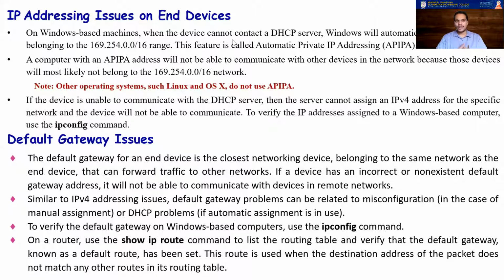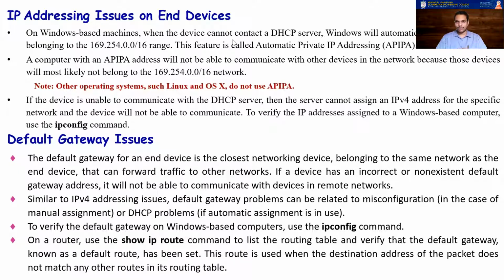And there is something called APIPA. We have studied this, automatic private IP addressing. If your Windows machine is not configured with an IP address, or if it is unable to contact a DHCP server, it will choose one from this particular given address range, and it is called APIPA, but it will not be able to connect to other machines. So in that case, you just type in ipconfig in your command prompt and check out whether the IP addressing is done properly or not.